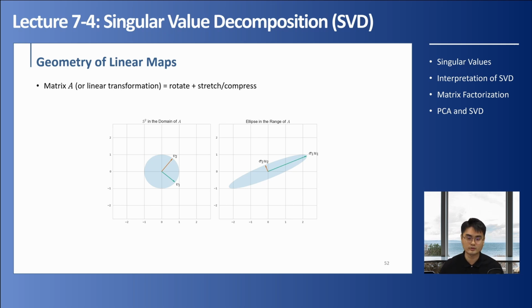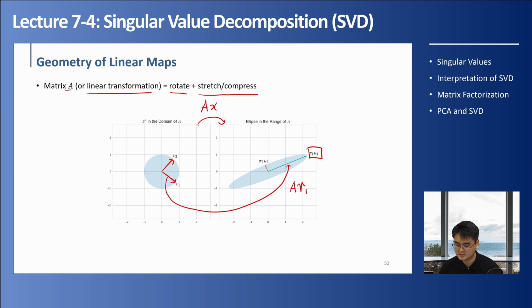So when we're talking about a matrix A, this is a linear transformation, and this is actually rotating and stretching or compressing a vector in one domain to another. For example, if we have these vectors v1 and v2 in the domain of A, and if we multiply A to our vectors, so we have AX, this v1 can become sigma 1 u1, and v2 will become sigma 2 u2 if we multiply our matrix A here.